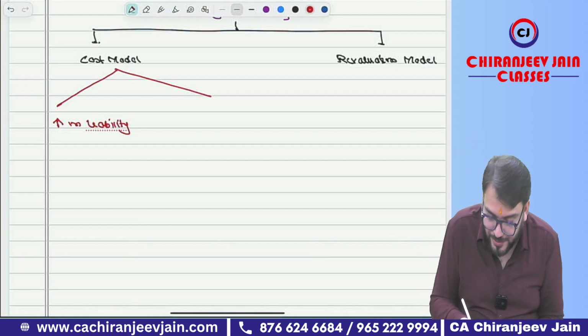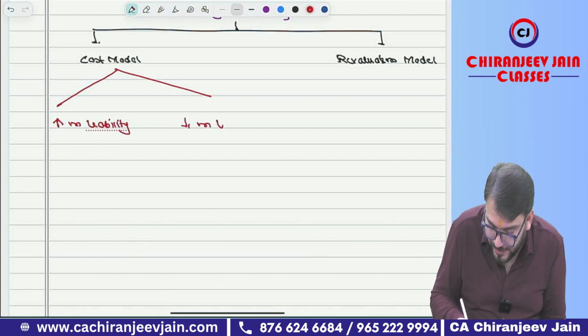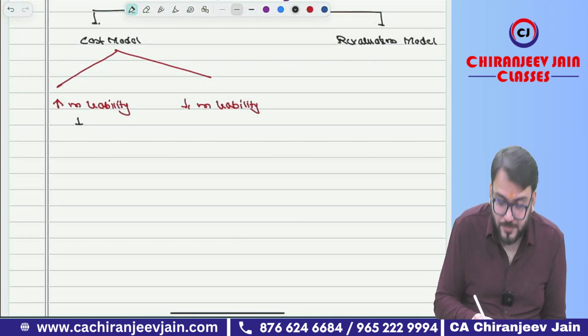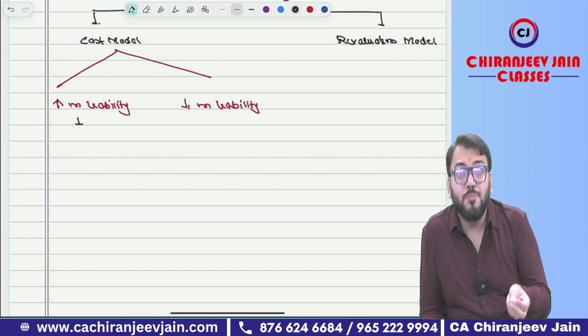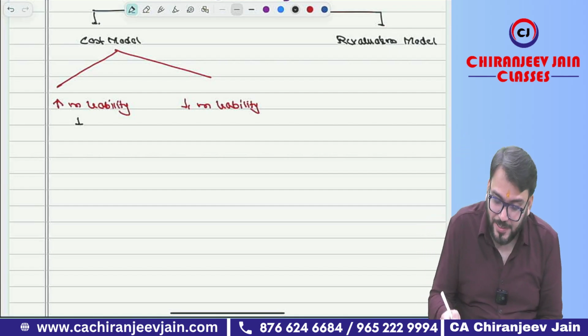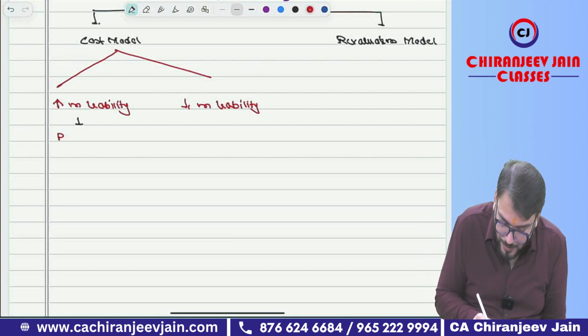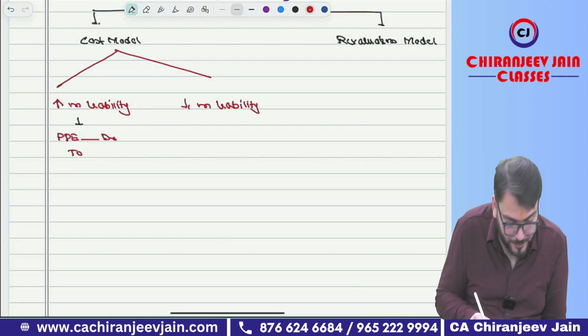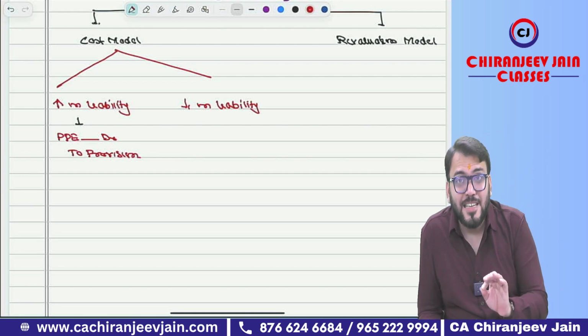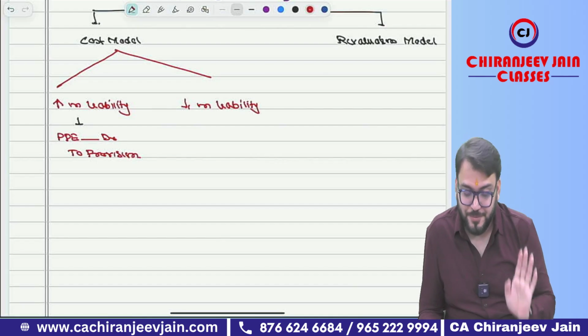Now if there is an increase in liability, what journal entry will we do? PP account debit to liability, which means it will be added to the cost price of the asset. Our journal entry will be PP account debit to provision. Provision is also a liability. So the increase will be debited to the cost price of PP.